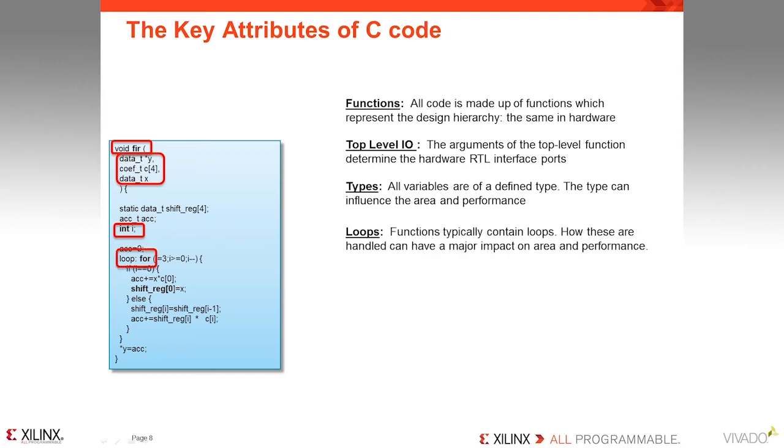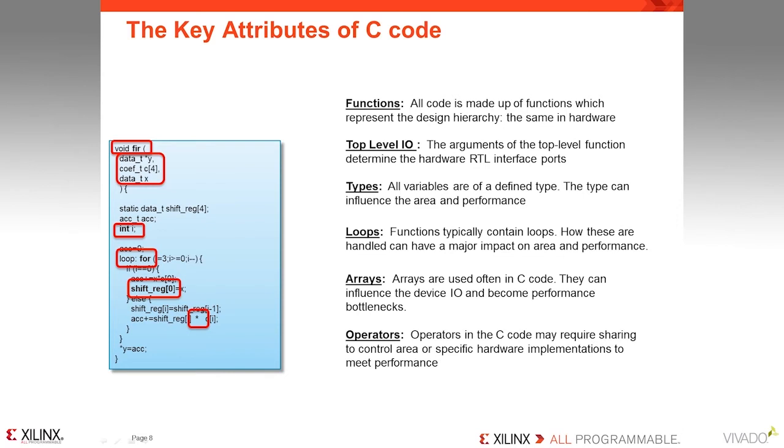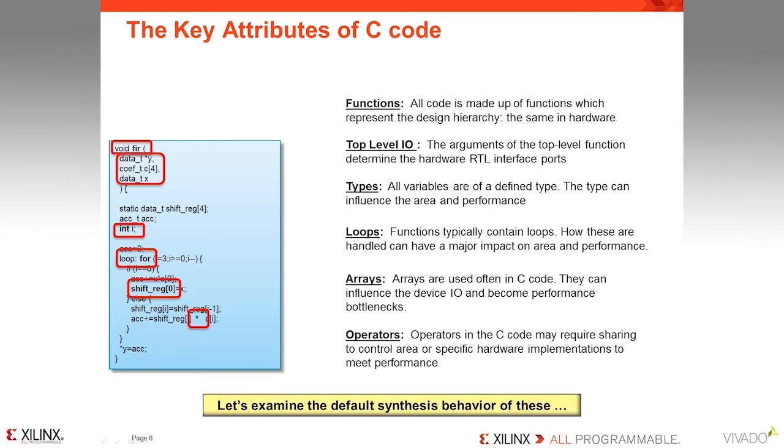All C code, or most of it, typically contains loops, and we'll have a look at how loops are synthesized and what options you have when synthesizing these. Again, arrays are very common. We'll look at how arrays are synthesized and how they can impact performance. And finally, the operators. Like the data types, these influence the area and the performance of the device. So the first thing to do is let's have a look at how all of these are synthesized by default.